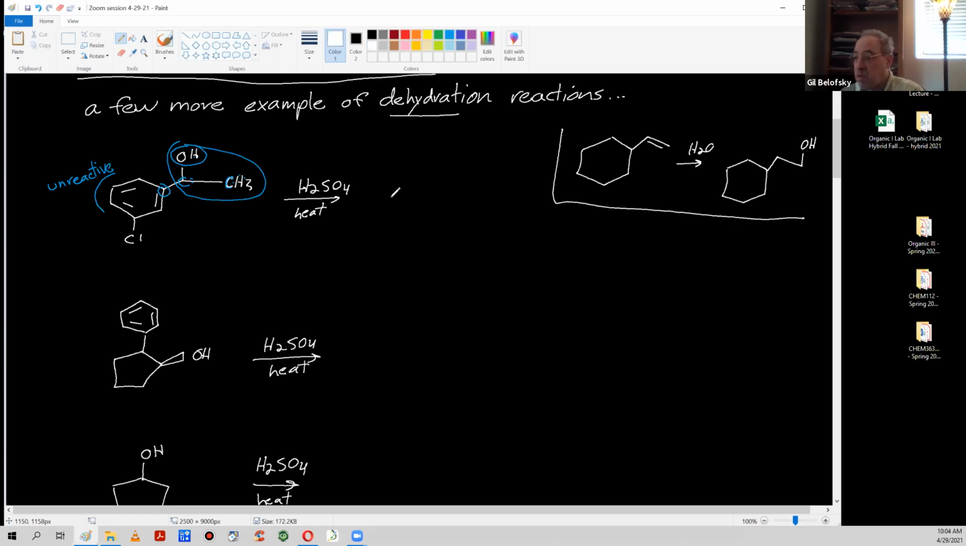So our product for this is going to look like this, where all of this is a spectator and unchanged, and you have removed OH and H and have created an alkene. So there was another implied hydrogen there, if that helps to draw in, to keep track. So there is still a hydrogen there, and there's still 2 hydrogens here and here. Otherwise, we've lost H2O, loss of H2O, to create an alkene.